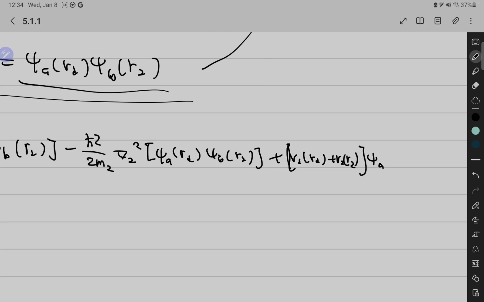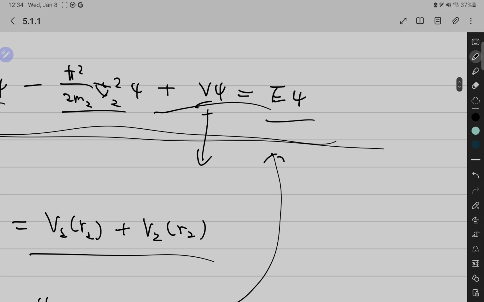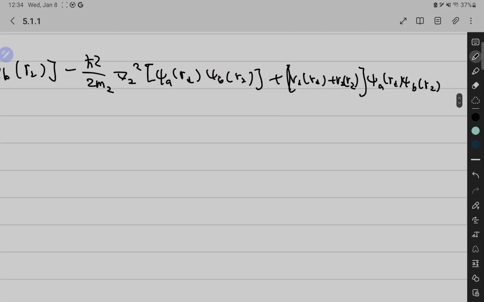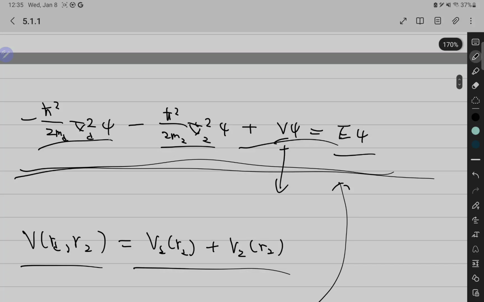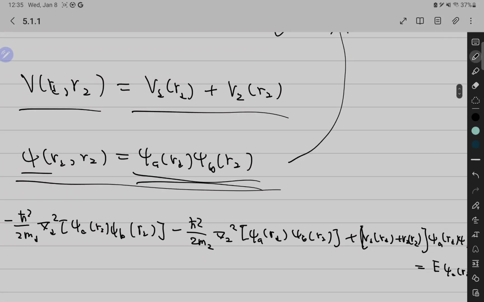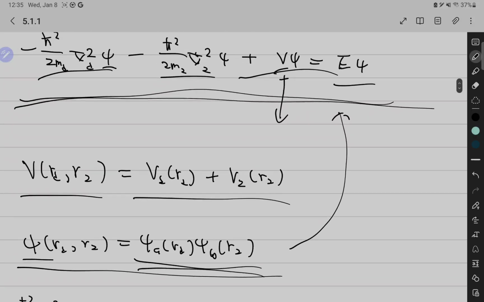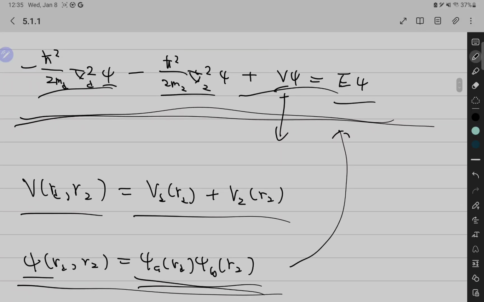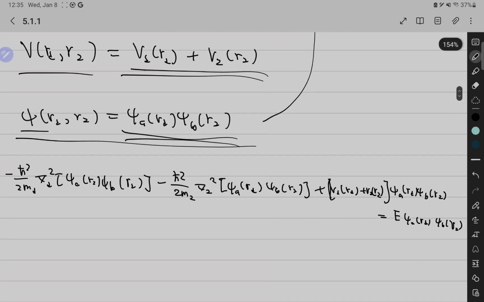You see, it's not fitting anymore because I'm writing them too big. But this should be easy to follow and for you guys to write down too. And this is going to be equal to E phi. So in this case, E phi is going to be E phi A(R1) phi B(R2). So what we have done here is simply replace all our phi here with our new expression of phi in terms of phi A and B, and we have replaced our potential term right here with what we have here. So this is the whole expression we have.